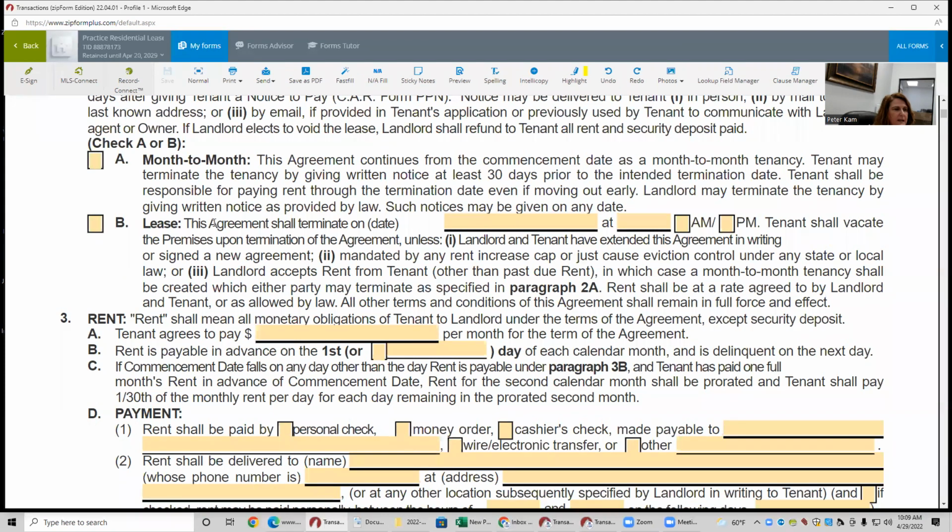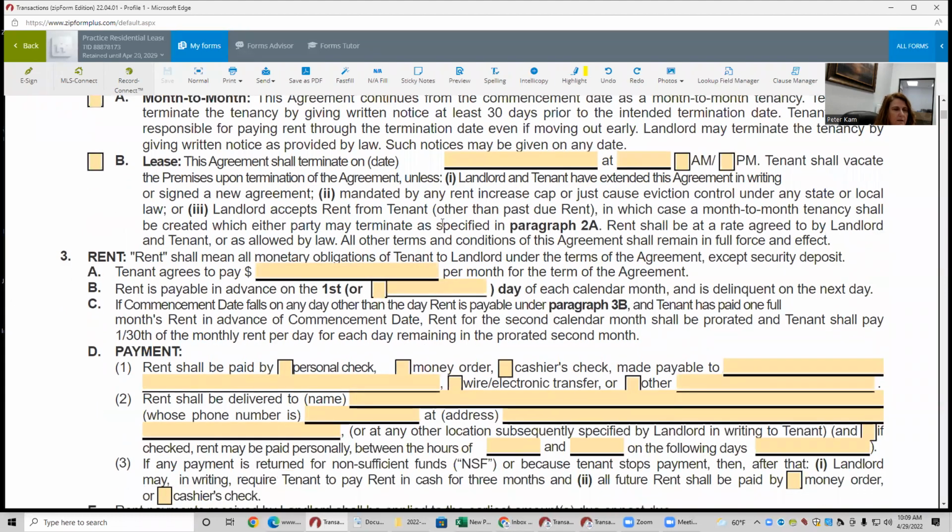And if it is a year lease or 2-year lease, make sure that you're putting in the termination date and the time. I usually give them until 6 or 8 p.m. on the night of termination. So make sure that's filled in for the lease agreement. On month-to-month, obviously, you don't need to have a termination date because it is a month-to-month agreement.